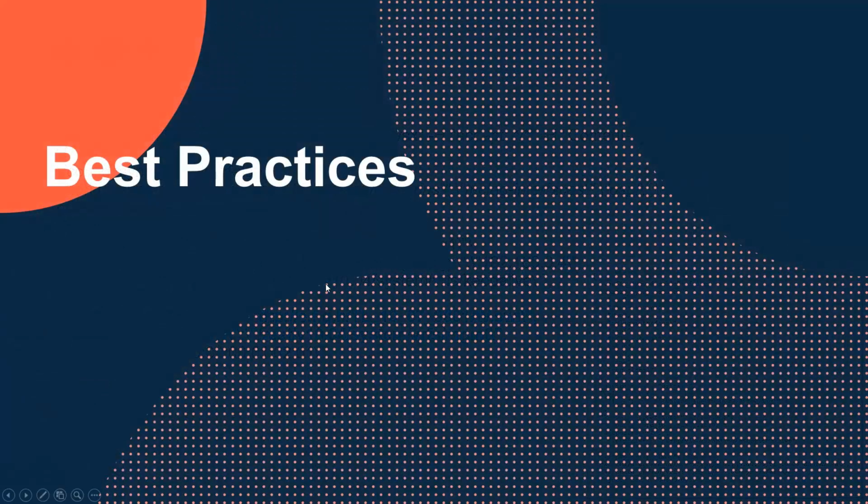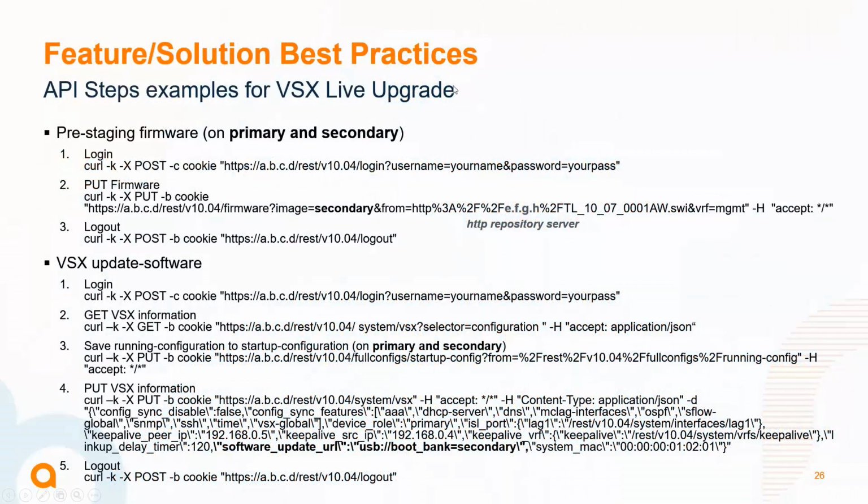Let's move to the best practices. Here is an example of steps that can be used for the VS6 live upgrade through the API. At first, we will pre-stage the firmware on primary and secondary. So we do a login at the first step, storing the cookie with username and password. Then we'll put the firmware. That would be the image that we pre-stage, for instance, on the secondary flash area. And then you will obviously replace those variables with the HTTP repository server.